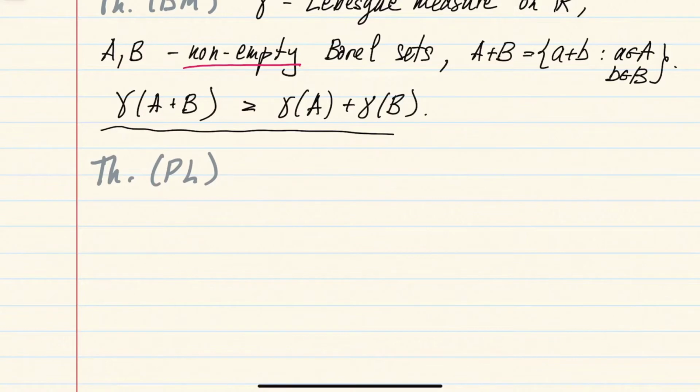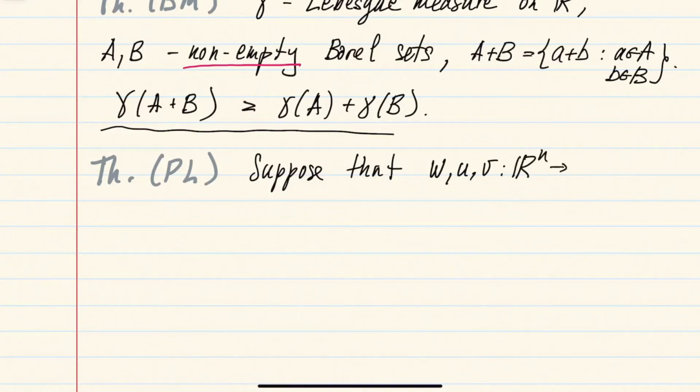So suppose that these three functions, let's call them W, U, and V, on R^n into the positive half line are Lebesgue integrable. So in addition to being non-negative, they also should be integrable with respect to the Lebesgue measure on R^n.